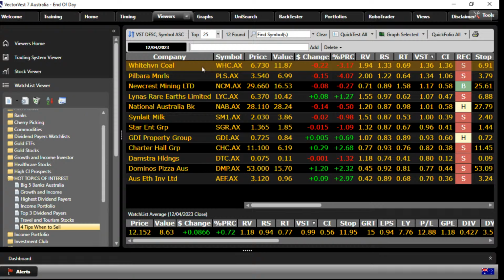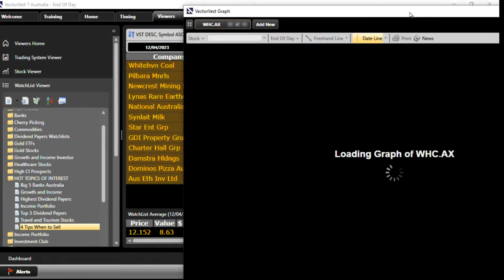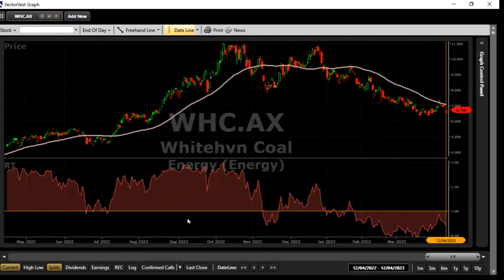We can jump back and have a look at them, but let's go through and actually graph and show you exactly how it all works. Okay, first one here, Whitehaven Coal. I've got relative timing here on a scale of 0 to 2. I've got the relative timing score here. You can see where it breaks below 1, we want to be careful. There's momentum going to the downside here. It breaks below 1 and it continues to fall below 1. We want to be very careful at that point.